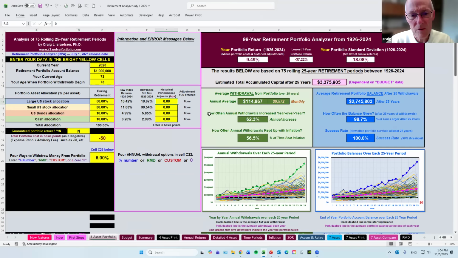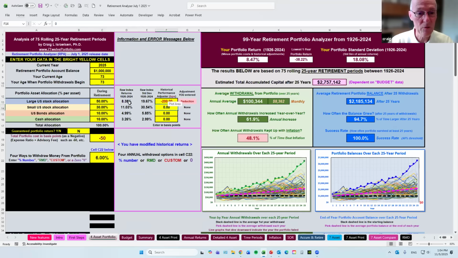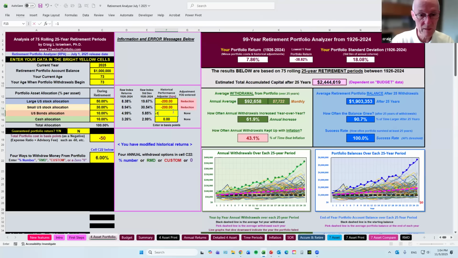So you could say, I get it. My historical return for large stock over the last 99 years has been 10.42%. And you say, I don't think it'll be that going forward. Okay, well then take 200 basis points off. Now you're at 8.38. Yep. And take 200 basis points off small stock, and take 100 basis points off of bonds, and take 50 basis points off of cash. All right, so you've entered some reductions. Then you look at your results.